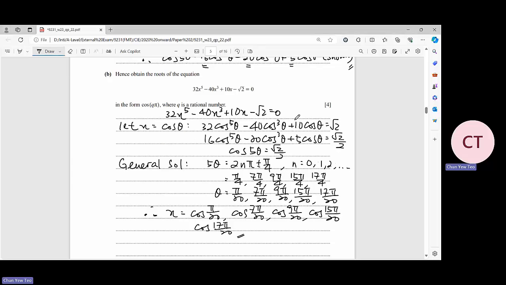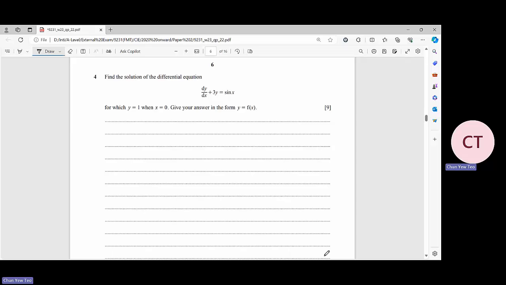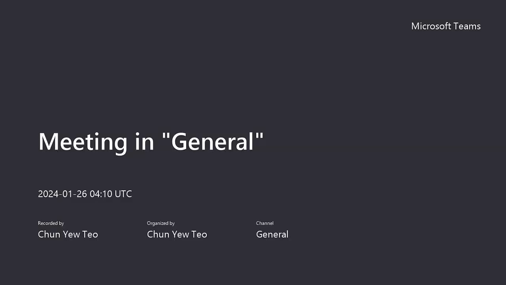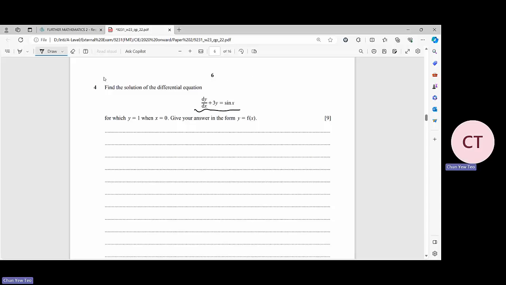Moving on, question number 4. Now we take a look at question number 4. Find the solution of the differential equation dy/dx plus 3y equal to sin x, given y equal to 1 when x equal to 0. Give your answer in the form y equal to f(x).